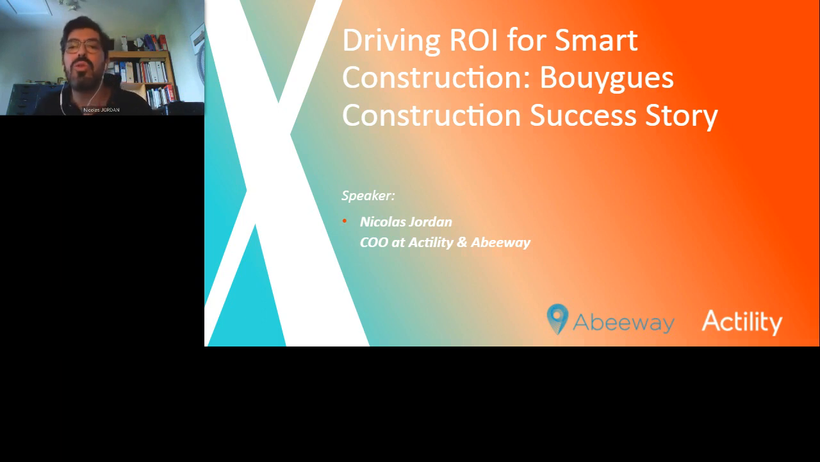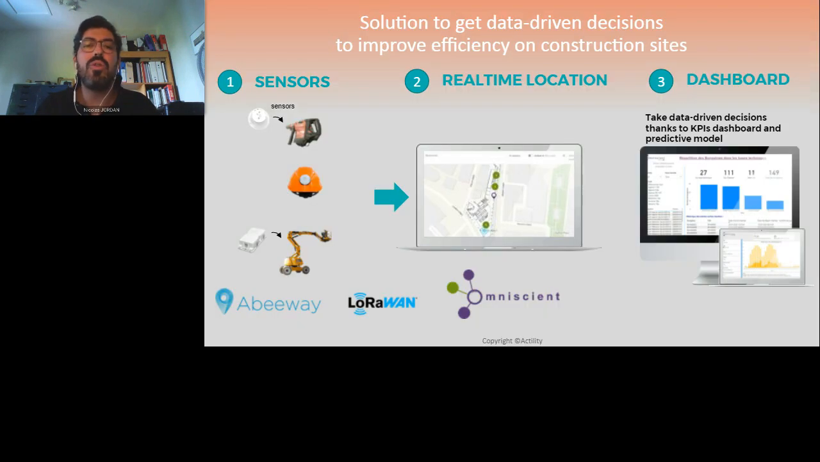We are going to talk about two types of ROI. The first one will be related to construction sites with a very important global company called Bouygues Construction, and another use case I'm going to describe is related to air quality. So let's start with the construction sites.